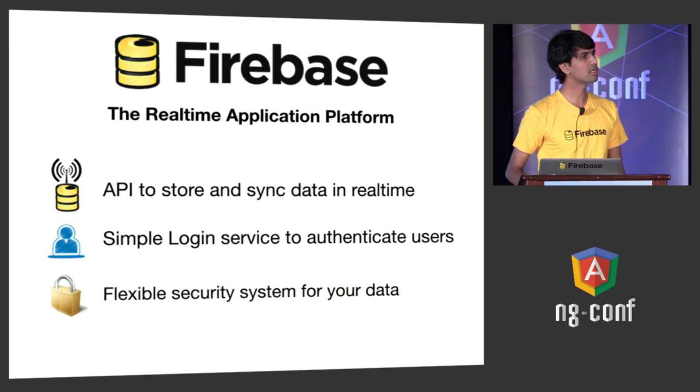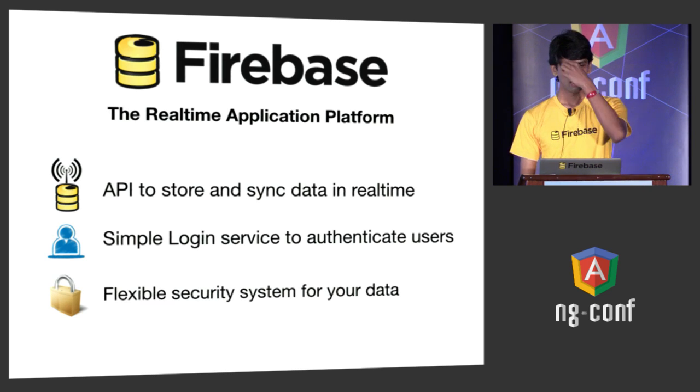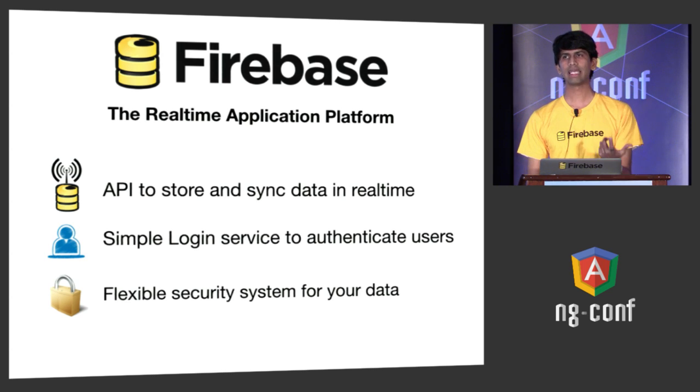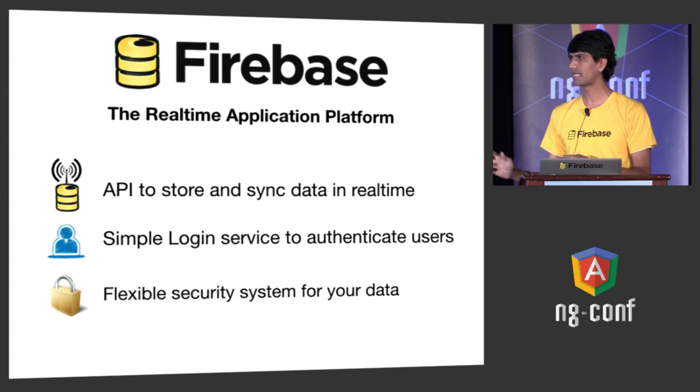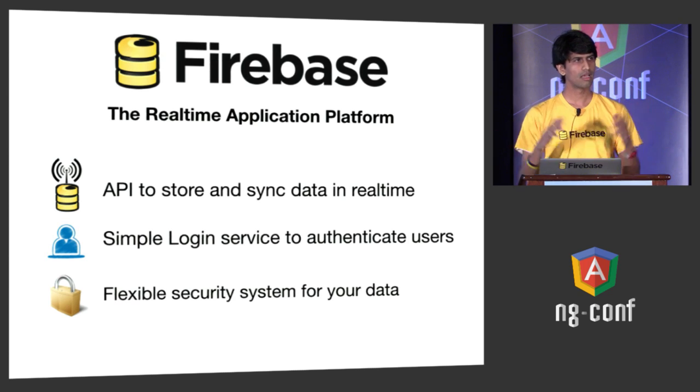So Firebase is a real-time application platform. And so there's 3 pillars to this. The first one, at the core of what we do, is an API to store and sync data in real time. So we store bits of JSON, you send them to our servers, we store them, and we also synchronize them in real time, which means that when one client changes one piece of data, all the other clients subscribing to that data are going to be notified nearly instantly.